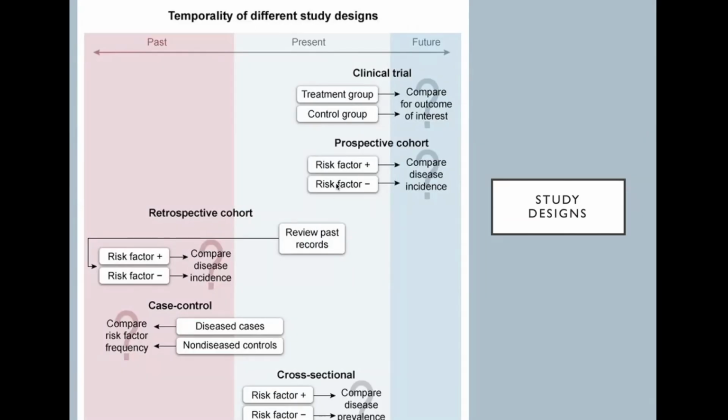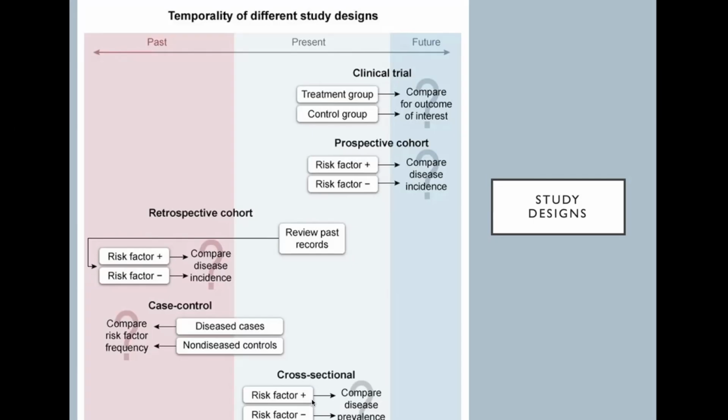Prospective cohort studies also start in the present and go to the future. So it's following a group of patients that have or don't have a specific risk factor, and we compare the disease incidence in those patients. Retrospective cohort studies are similar in that you start in the past and move further in the past or into the present, following a group of patients with and without risk factors to compare the disease incidence. A case control study is looking at patients with and without disease and comparing risk factors in the past. And cross-sectional studies are kind of what it says, looking in the present at the disease prevalence in people with certain risk factors.